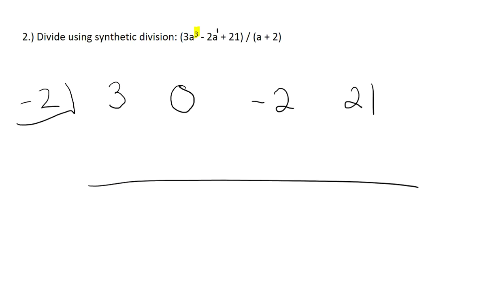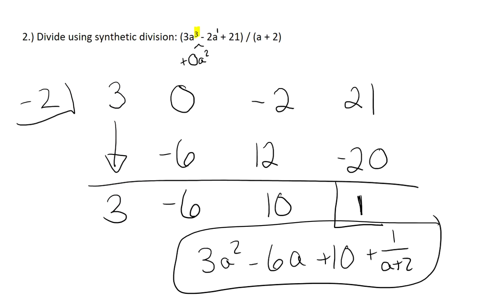You can take a look at how I filled that in real quick. Because it goes from a cubed down to a to the first, I can use a placeholder of 0 for the a squared. And what you should have gotten is 3a squared minus 6a plus 10 plus 1 over a plus 2.